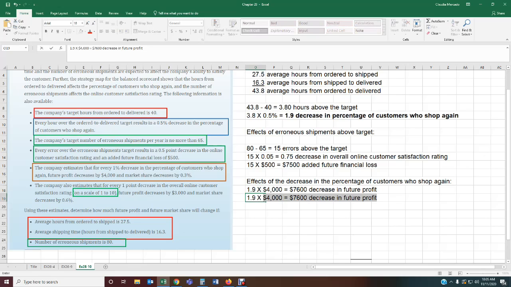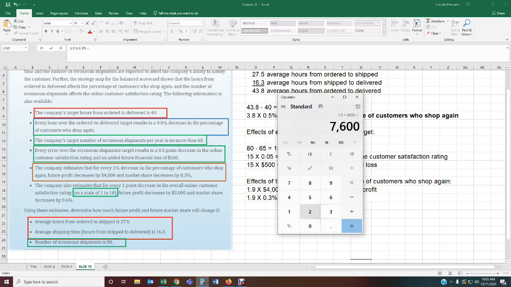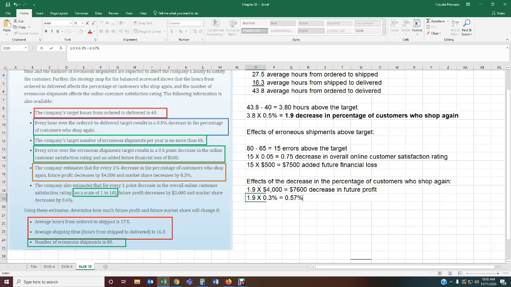We also have the 1.9% because we're also going to have a decrease in our market share, and that decrease is going to be 0.3%. So we do 1.9 times 0.3%, and that gives me 0.0057. I multiply it by 100 to give me a percentage, 0.57%. It gives me a decimal, and I multiply it by 100 to get a percentage. So that gives me 0.57, and that is a decrease in future market share.